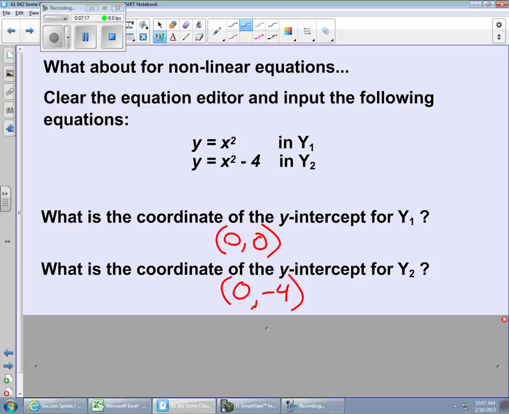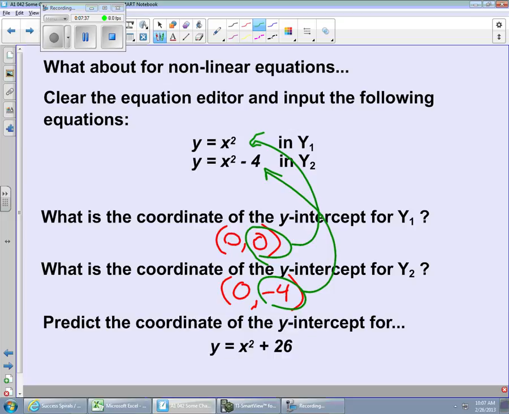Okay. Notice anything? Aside from my messed up board, not drawing things correctly. The first equation, x squared plus how much? Nothing. Second equation, x squared minus 4. Exactly where the y-intercept is at, negative 4. Okay, so tell me, predict the coordinate of the y-intercept for y equals x squared plus 26. Where will it be at? 0, comma, 26. Exactly. Okay.